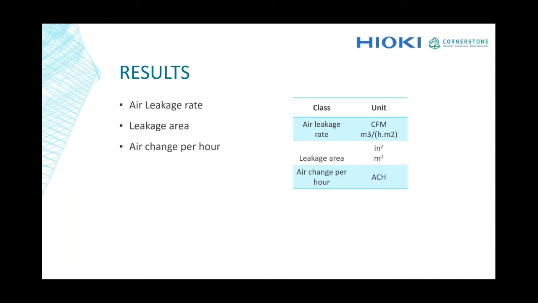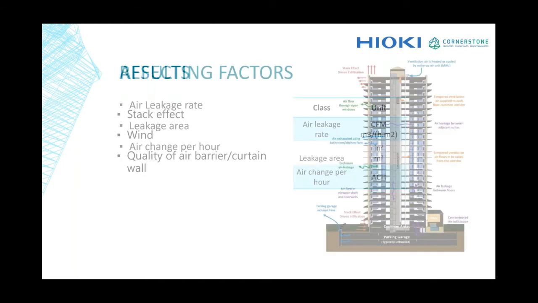So in the end, with this data, we'll be able to calculate the air leakage rate, the total leakage area, and the air change per hour. Air change per hour is the volume of air that is replaced every hour, which is also used for certain design aspects of the building.